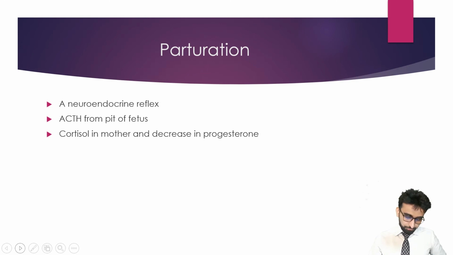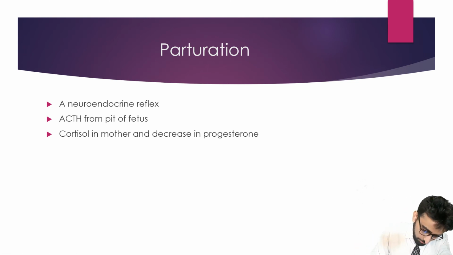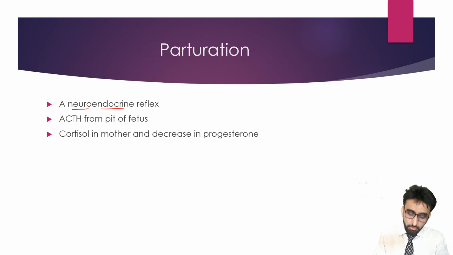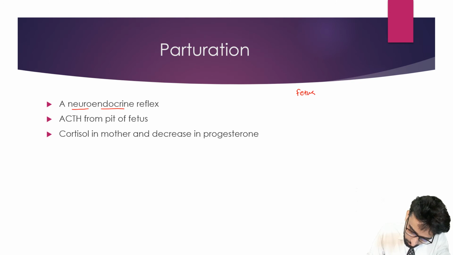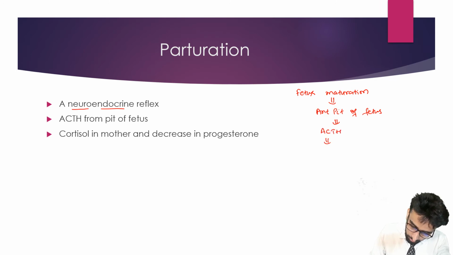Parturition. The first line which we have to know is that it's a neuroendocrine reflex. How is it a neuroendocrine reflex? Let's discuss. When a fetus matures, the anterior pituitary of the mature fetus will secrete ACTH. The ACTH will go and work on the cortex of the adrenal gland, and from there it will lead to the release of cortisol.